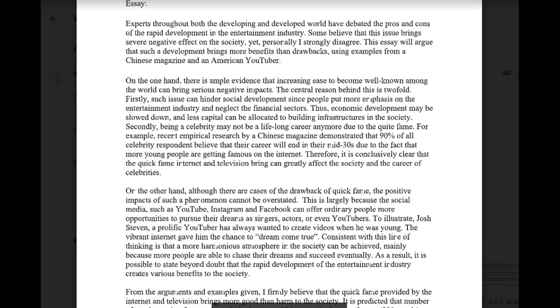Experts throughout both the developing and developed world have debated the pros and cons of the rapid development in the entertainment industry. Some believe that this issue brings severe negative effect on the society, yet personally I strongly disagree. This essay will argue that such a development brings more benefits than drawbacks, using examples from a Chinese magazine and an American YouTuber.